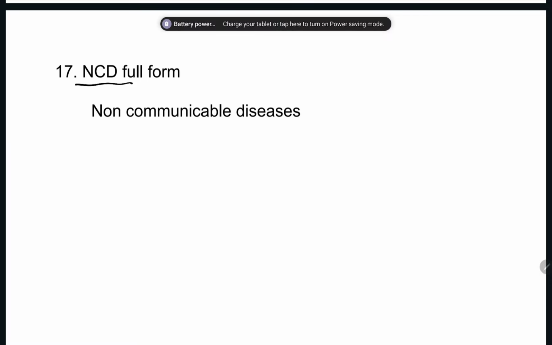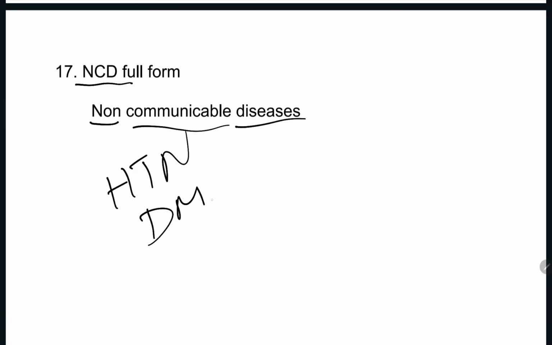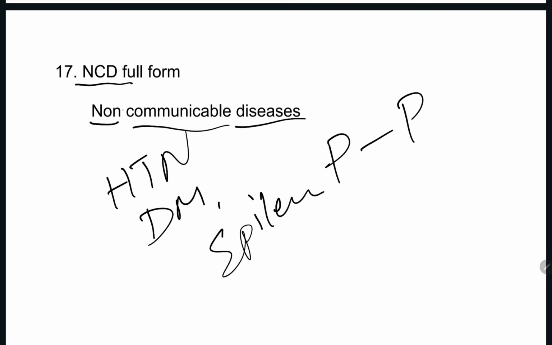The next one is NCD full form. What is the full form of NCD? Non-communicable diseases. So what are the non-communicable diseases or disorders? That is hypertension, diabetes mellitus, epilepsy, and some other diseases which we cannot transmit from one person to another person. Those are non-communicable diseases.